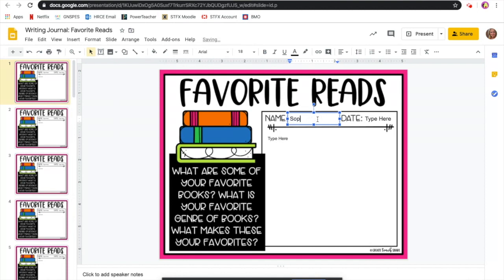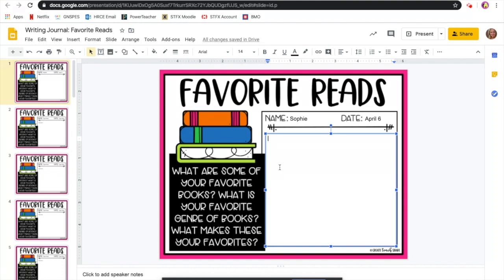So her name is Sophie and the date, let's say she is doing this on Monday, so it'll be April 6th. But if you're doing it on Wednesday, then it would be the 8th. Okay, so make sure you fill in the proper date. And then in this box here, Sophie is going to respond to the question on this side. So our question is, what are some of your favorite books? What is your favorite genre of books? And what makes these your favorite? So I'm looking for full and complete sentences.